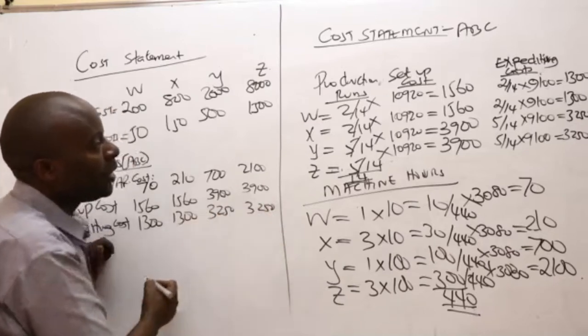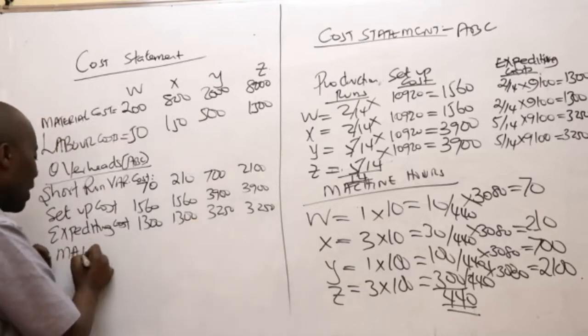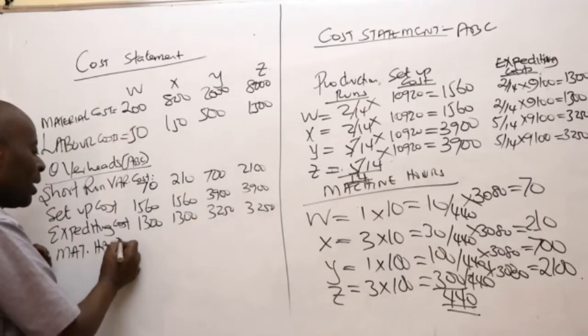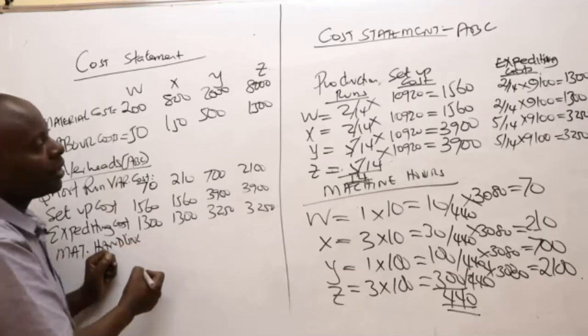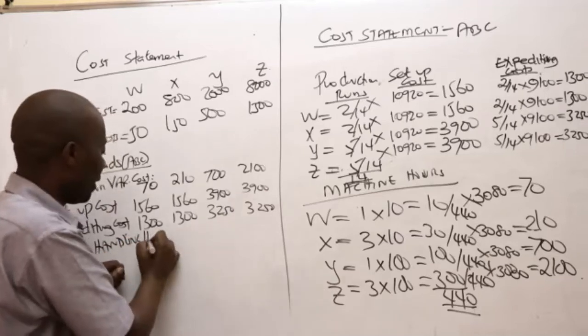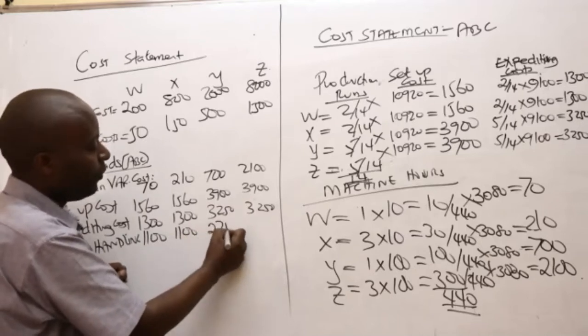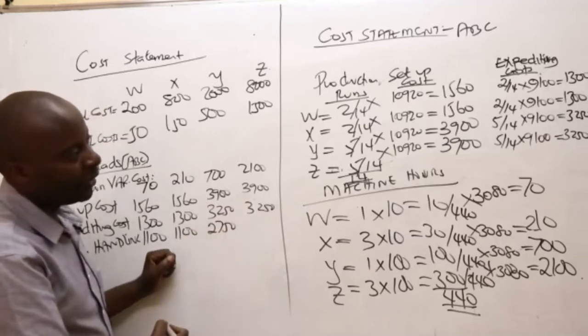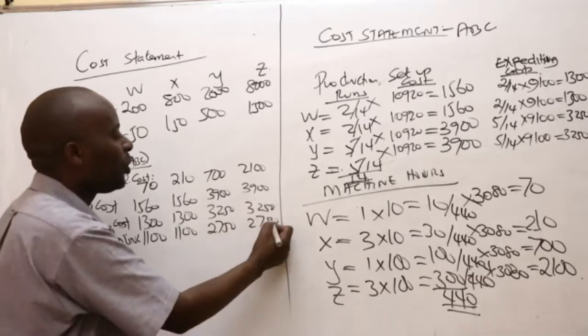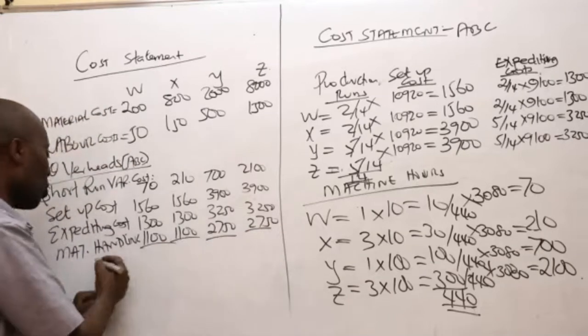And then lastly, we have the material handling. So we have here material handling. Material handling costs, we have 1,100, 2,750, and then lastly, 2,750. So ladies and gentlemen, come and now give us the total costs.